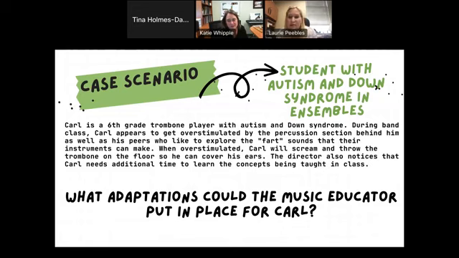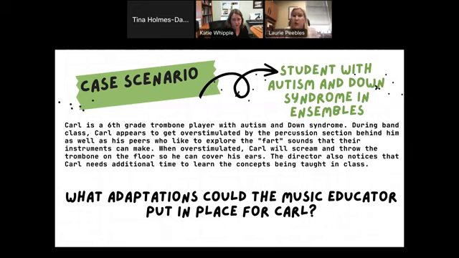The band director also notices that Carl needs additional time to learn the concepts being taught in class. So we have a couple of things here. We automatically see we have 2 diagnoses. We know we have autism, and as Ms. Whipple has pointed out, we're clearly seeing some sensory needs here. We're seeing this overstimulation of Carl covering his ears. And we're seeing the behavior of him dropping the trombone.